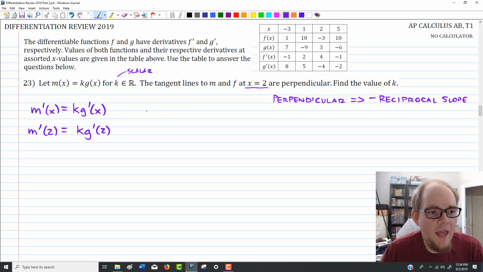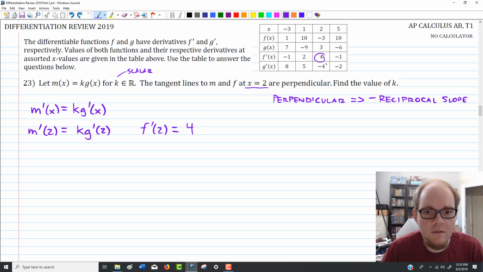Likewise, we also need to talk about f, and specifically, although we don't need to do a whole lot to differentiate, f prime of 2 is equal to 4. So now what we've just guaranteed is that k times g prime of 2 and 4 have to be negative reciprocals of one another.